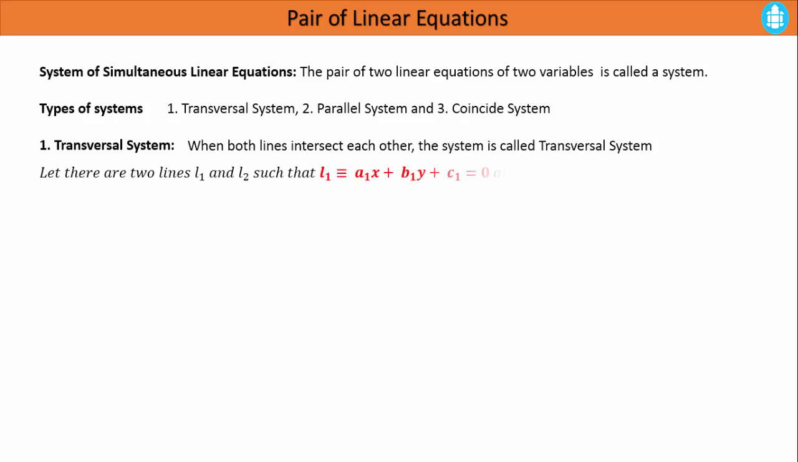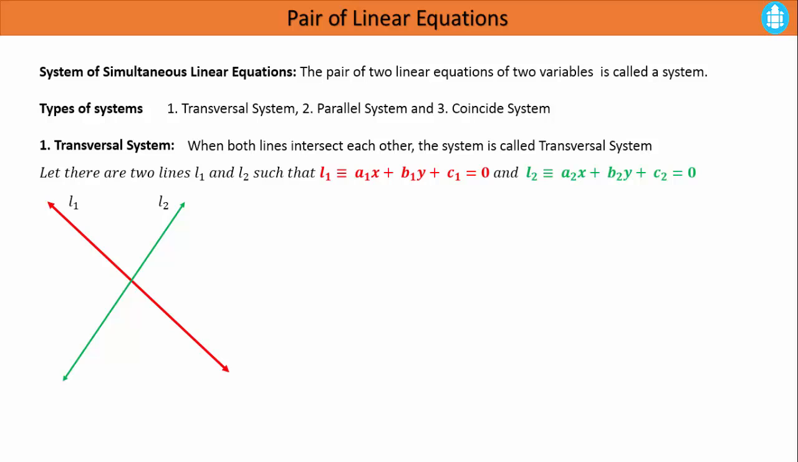There are two lines L1 and L2 such that L1 is A1x plus B1y plus C1 is equal to 0 and L2 is A2x plus B2y plus C2 is equal to 0. So this is the line L1 and this is the line L2, and both are intersecting at a unique point. So it provides a unique solution, or one and only one solution.